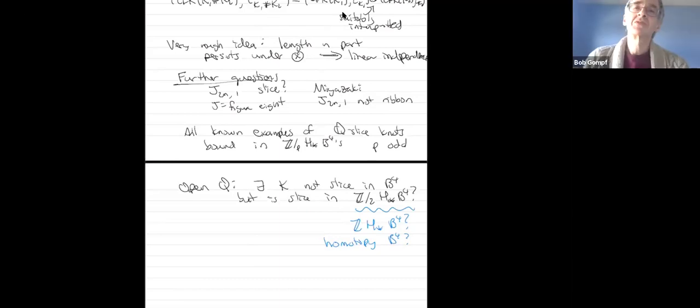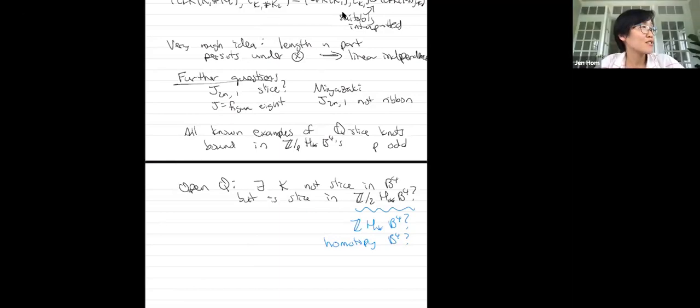Any questions? Yeah, is there anything known about relations between rational slicedness and concordance in the topological category? Oh, that's a great question that I haven't thought about. There are possibly people in the audience who know a lot more about the topological category than I do.